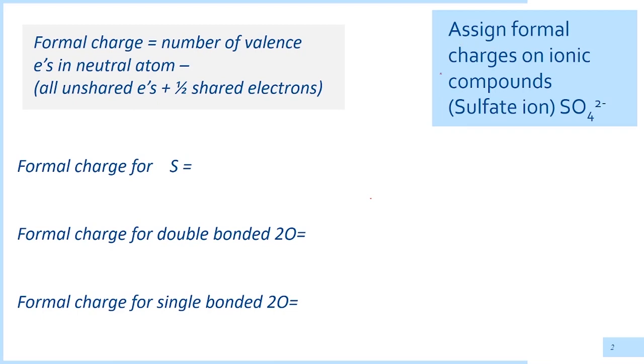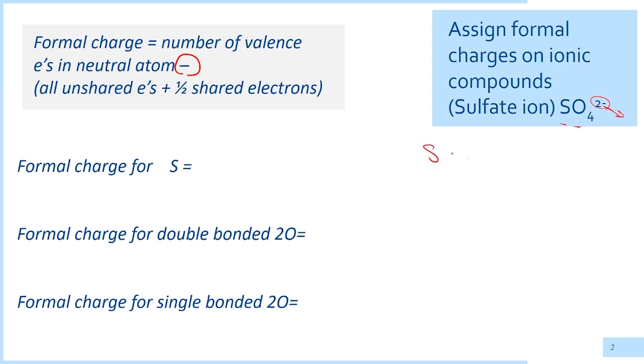Let's assign the formal charges for the sulfate ion. By formal charge, we mean this -2 we usually write on the top of the sulfate ion. First, the formal charge is equal to the number of valence electrons in the neutral atom minus the unshared electrons plus half the shared electrons.